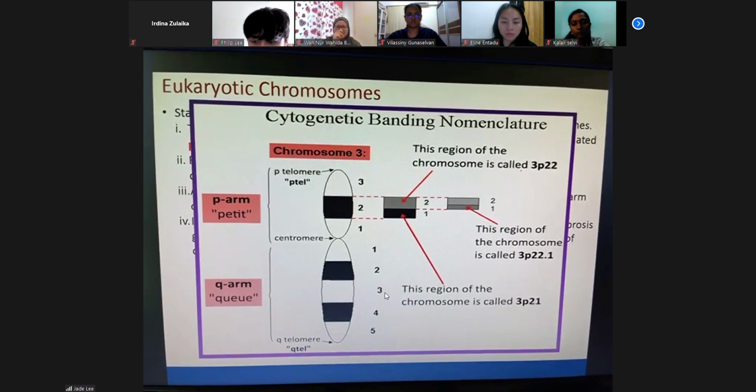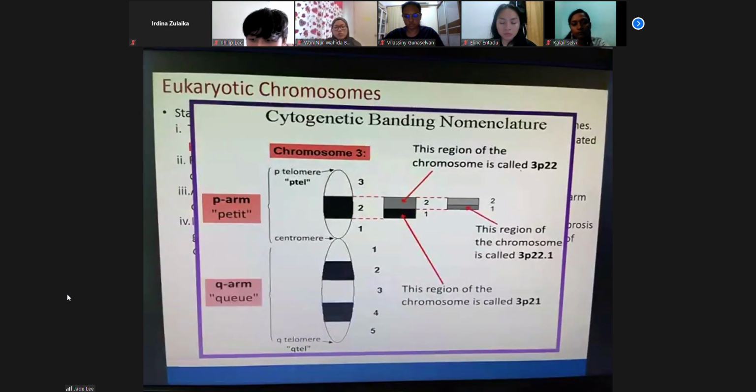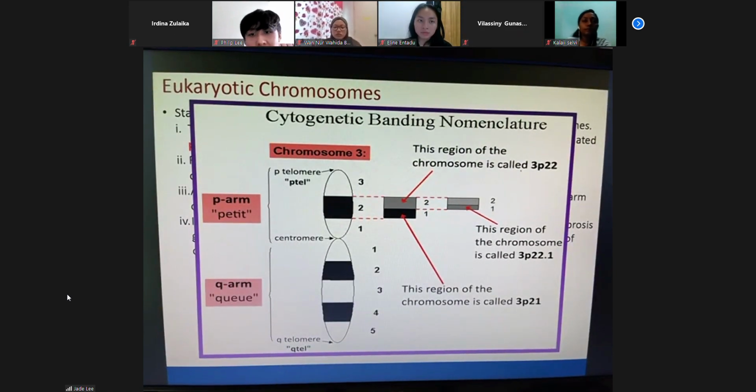So di sana kita tahu, oh, I'm looking for chromosome 8. Dekat mana? P-arm atau Q-arm? Q-arm. Region mana? Region 22, 21. Point berapa? That's how we locate the gene. Kita nak tahu kedudukan jin supaya kita lebih senang tahu. Make sense or not? Okay?